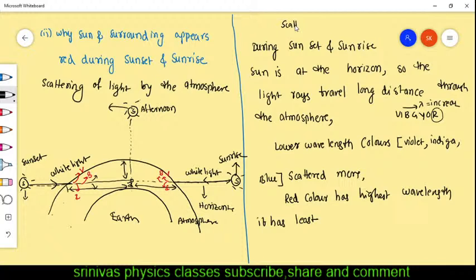We know that scattering is inversely proportional to the fourth power of the wavelength. If wavelength is less, scattering is more. Now according to that, red color has the highest wavelength, so it has the least scattering. मतलब ये वाला साइड नहीं जाता है, सब कलर्स साइड जाएगा, एक कलर बचेगा. Then that is red color.